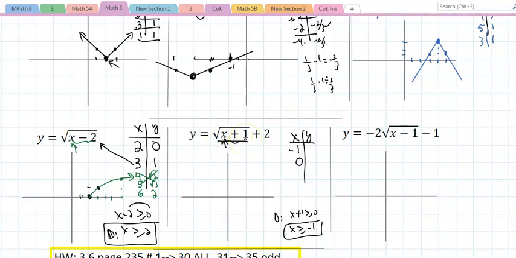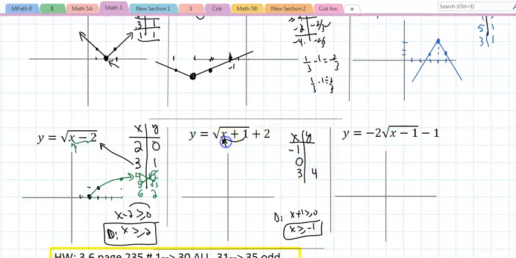If you put a 1, radical 2 is not a good idea. If you put a 2 in there for x, 2 plus 1 is 3. Radical 3 is not a good idea. But if you put 3, why 3? Because 3 plus 1 is 4. Radical 4 is 2. 2 plus 2 is 4.